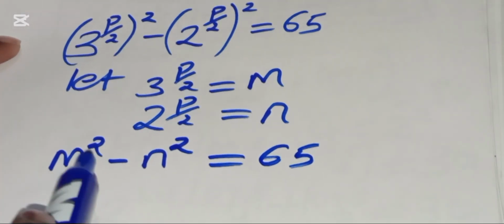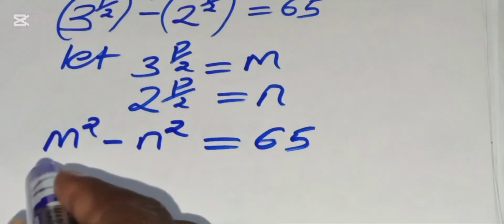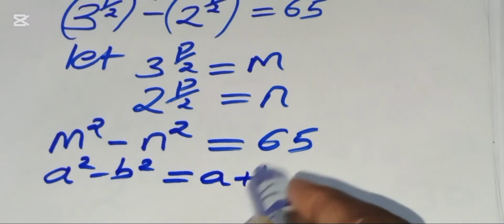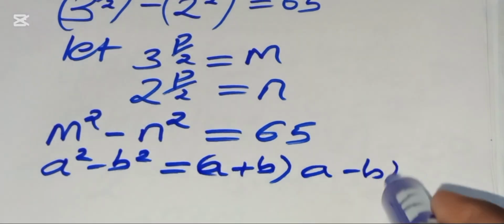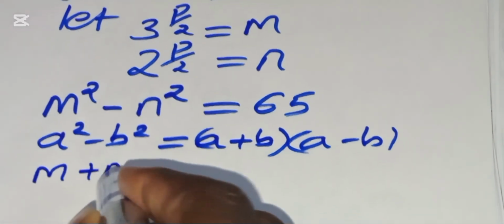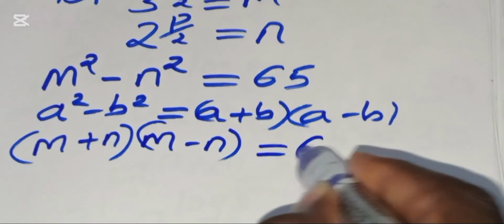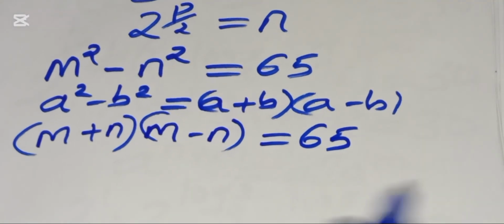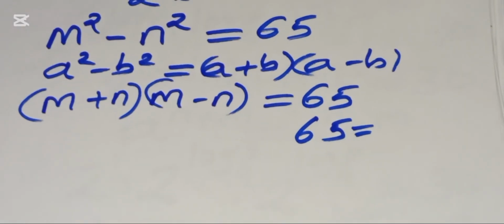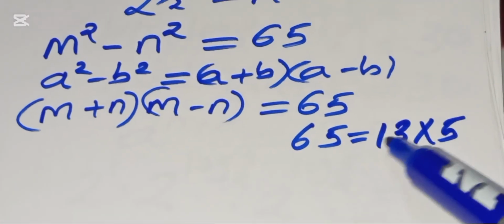Now m squared subtract n squared is the difference of two squares, expressed as a squared minus b squared, which you can express as a plus b, a minus b. So applying this property, we're going to have m plus n, m minus n, equal to 65. Now we can express 65 as 13 times 5.